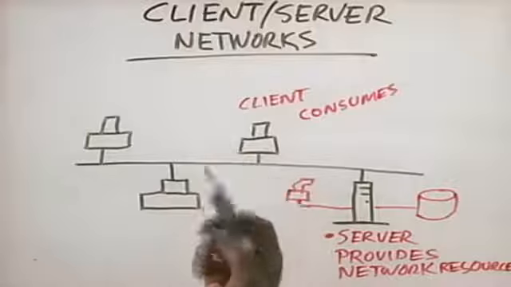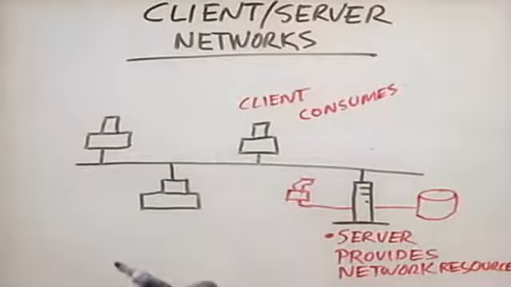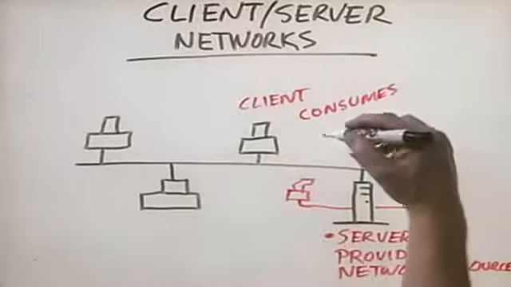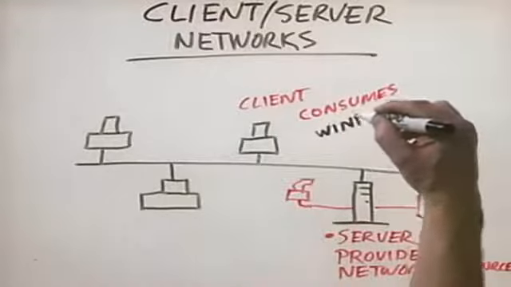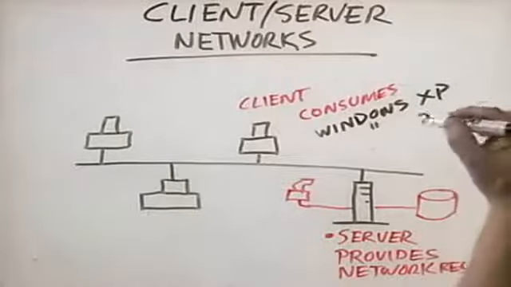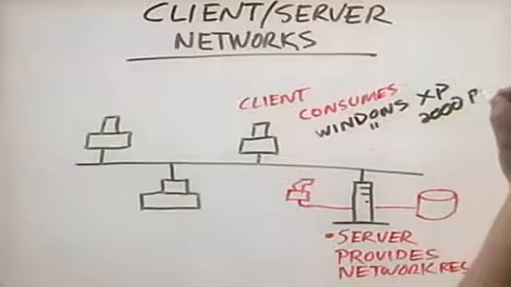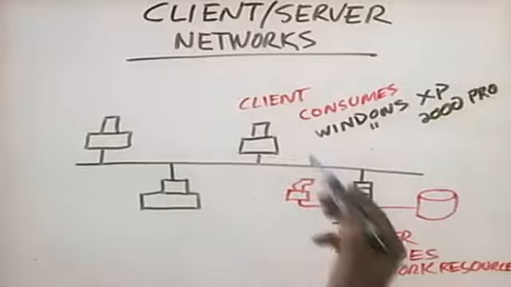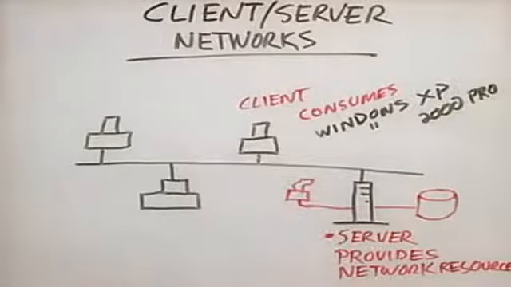Client workstations have generic operating systems that provide functionality such as being able to run applications, to do word processing, spreadsheets, etc., and software that allows them to connect to the server. Examples would be Windows XP, maybe Windows 2000 Professional. Those are client workstation operating systems.